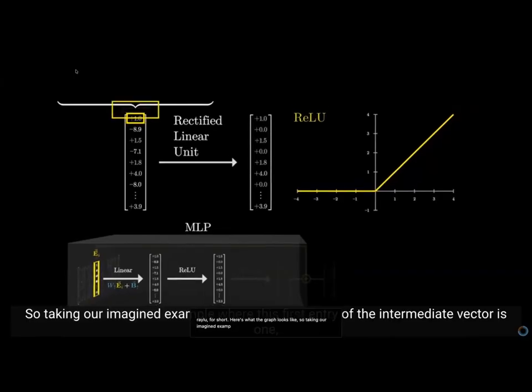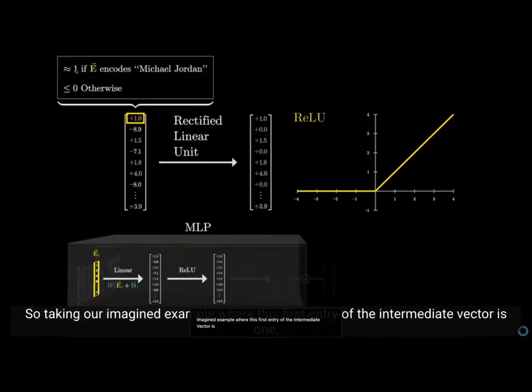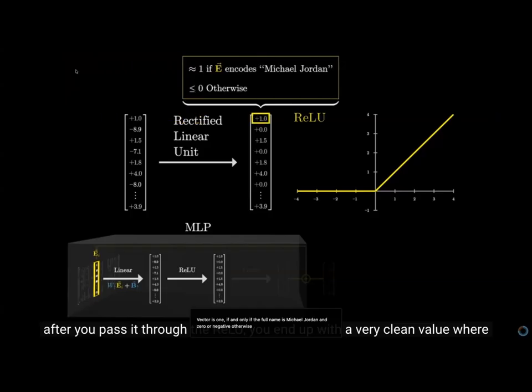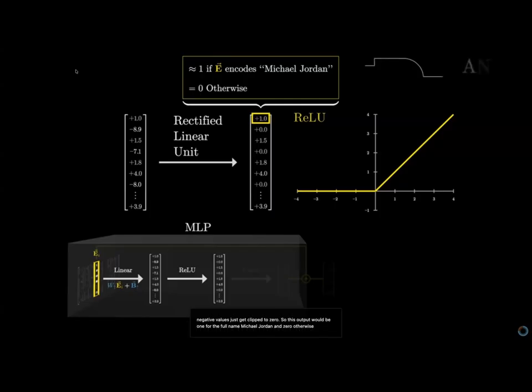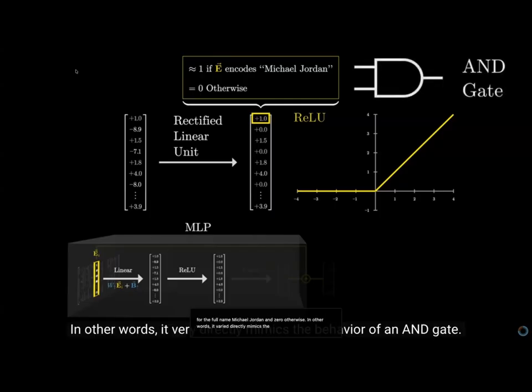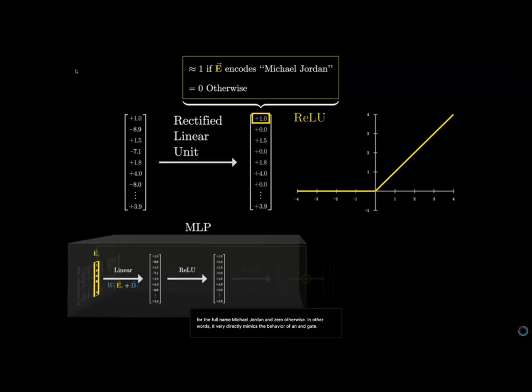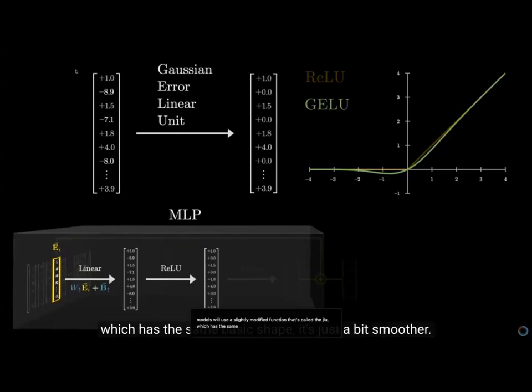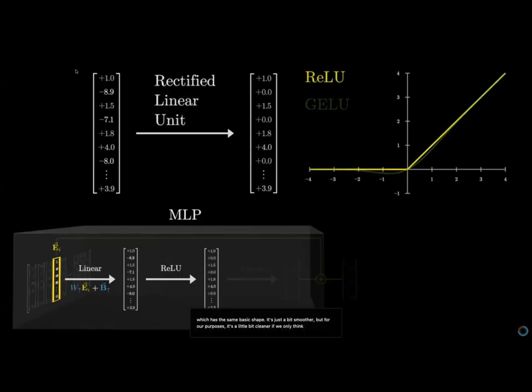So taking our imagined example where this first entry of the intermediate vector is 1 if and only if the full name is Michael Jordan, and 0 or negative otherwise, after you pass it through the ReLU, you end up with a very clean value where all of the 0 and negative values just get clipped to 0. So this output would be 1 for the full name Michael Jordan and 0 otherwise. In other words, it very directly mimics the behavior of an AND gate. Often, models will use a slightly modified function that's called the GELU, which has the same basic shape, it's just a bit smoother. But for our purposes, it's a little bit cleaner if we only think about the ReLU.